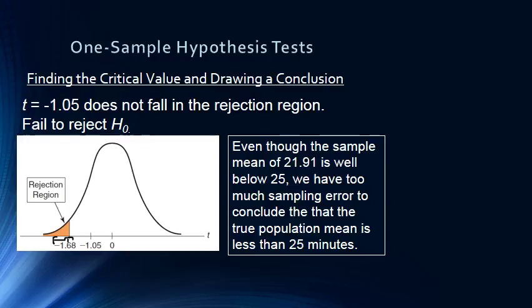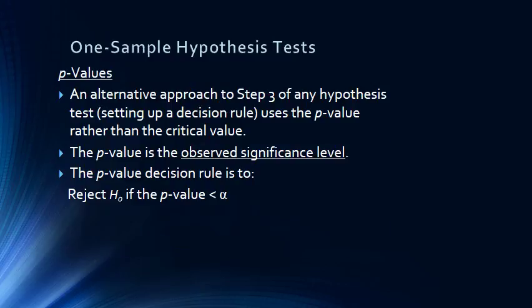Remember, the null hypothesis was what we wanted to reject or fail to reject. In other words, the null hypothesis says that the mean response time is greater than or equal to 25. If we reject that, then we're accepting the alternate hypothesis that the response time is less than 25. So even though the sample mean is 21.91, which is below 25, we have too much sampling error, and we cannot conclude that the true population mean is less than 25 based on our test.